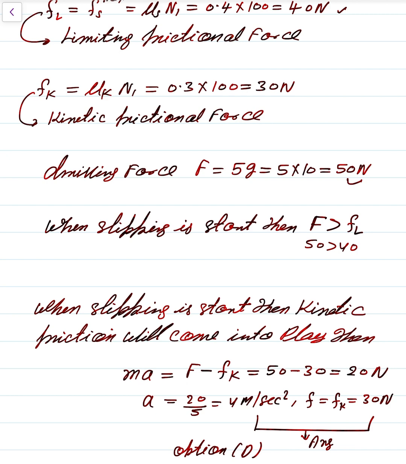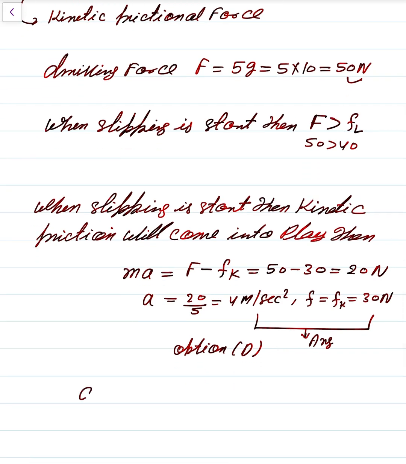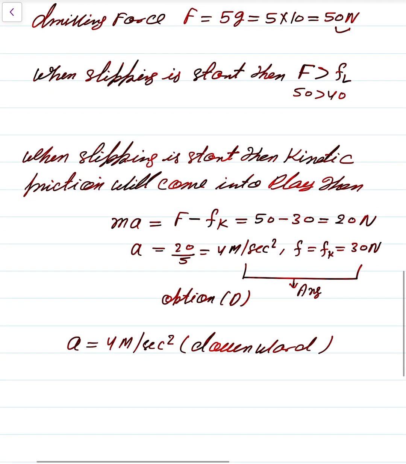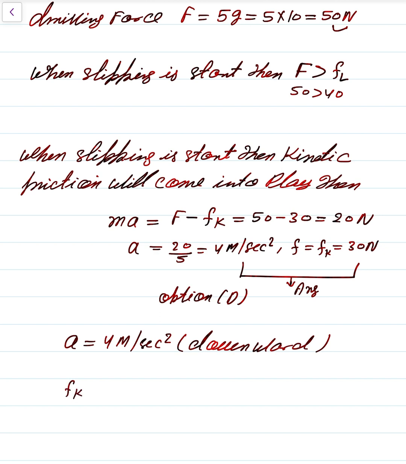The block is going in the downward direction. So you can say that A will equal 4 meter per second square. If anyone asks what about direction, downward. Fk, that is 30 Newton, that is the frictional force, in the upward direction.